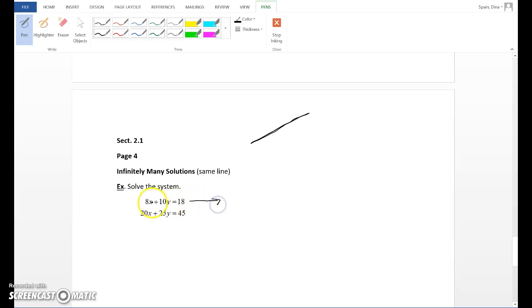Watch. I want these first coefficients to be 4s. And I can do that because if I divide the second one by 5, I wouldn't have any fractions down there. And if I divide the first one by 2, I won't have any fractions there. So watch what I'm going to do. Let's say divide by 2, or multiply by a half. It's the exact same thing. Okay, watch what I get. I'm going to get a 4x plus 5y is equal to 9.